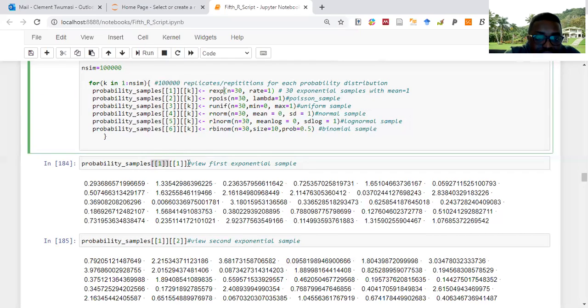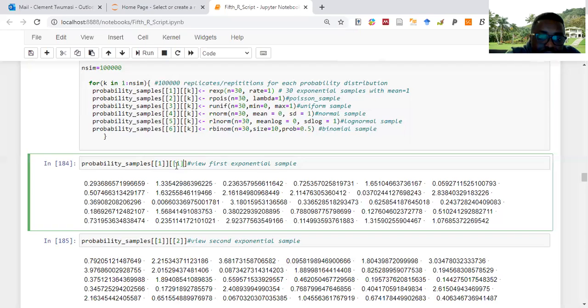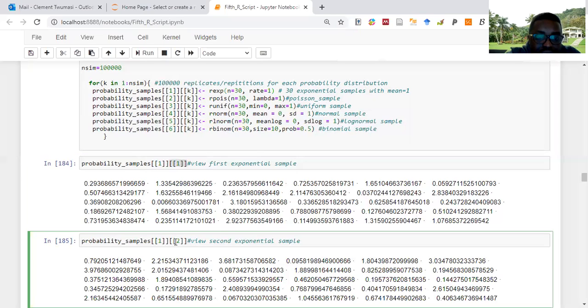So here, this is just to extract the first one. When i is 1 it is exponential, and extracting this will give me the first replicate. Still when i is 1, exponential, putting 2 here will give me the second exponential sample. If you want to see the 100,000th one, I just have to put 100,000 here and I'm good to go. Okay, fine, so let me just continue.